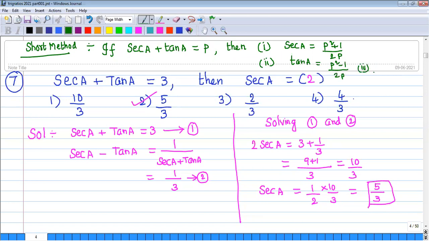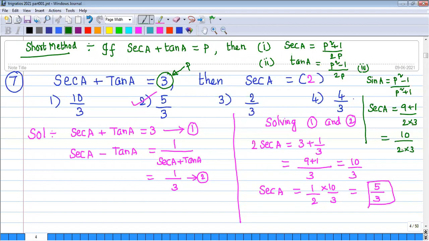For example, you want sin A. Sin A is equal to P square minus 1 by P square plus 1. Now tell me, what is the value of P here? P is 3. Substitute P is equal to 3. So we get sec A is equal to P square, 3 square is 9, 9 plus 1 upon 2 into 3. So that is 10 upon 2 into 3. 2 ones are 2, 2 fives are 10. What is our answer? 5 by 3.